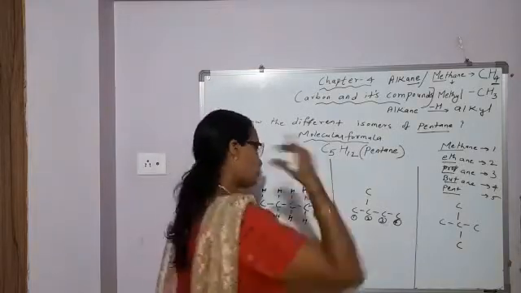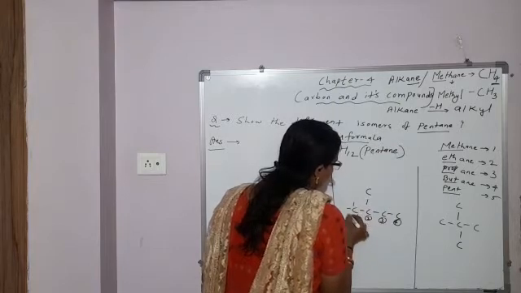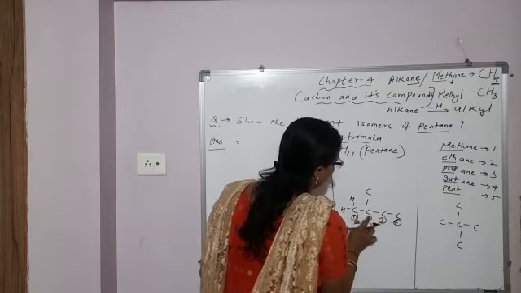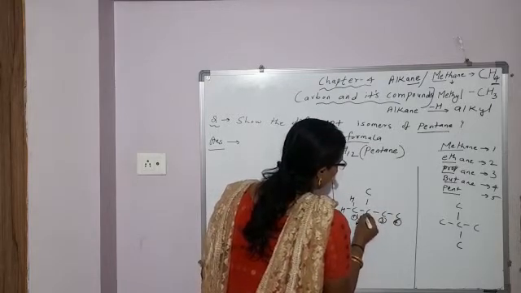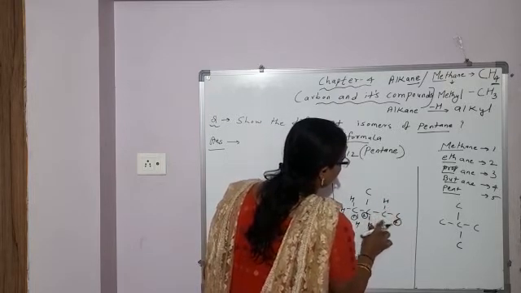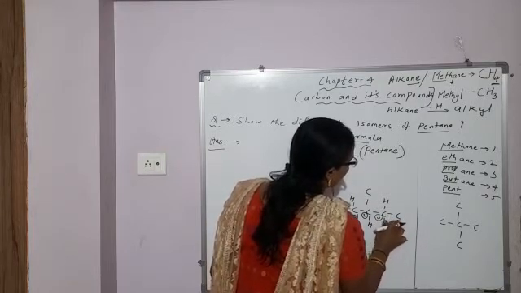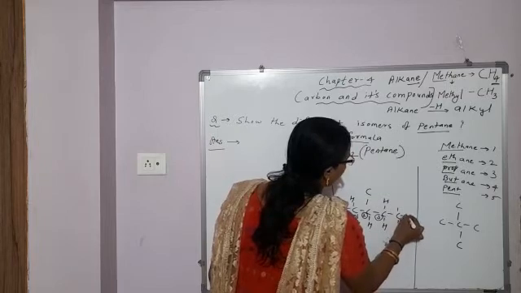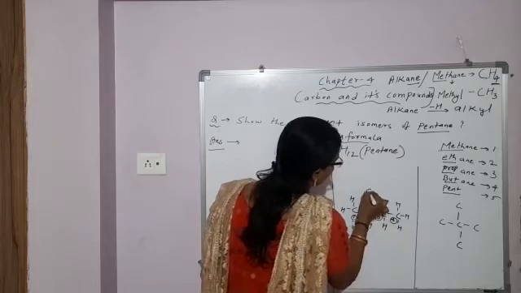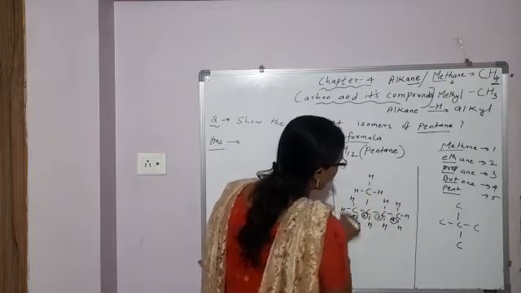Now next. This carbon has 1, 2, 3, 4 hydrogens. This carbon 1, 2, 3. Here 4. This carbon 1, 2, 3, 4. This carbon 1, 2, 3, 4. This one 1, 2, 3, 4. Now this is the structural formula I have written.